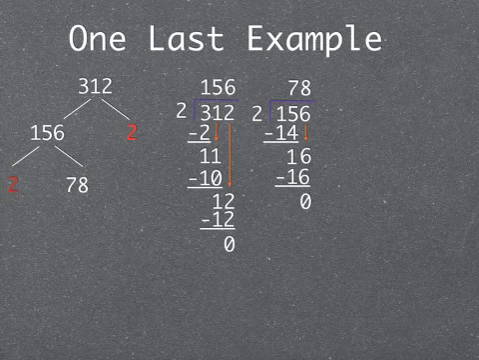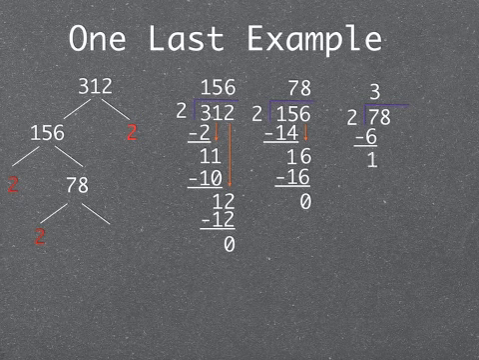Again, 78 ends in 0, 2, 4, 6, or 8, so I know that 2 is a factor. But I don't know the factor pair again, so I use long division. 2 goes into 78. 2 goes into 7 3 times, gives me 6, remainder of 1, bring down the 8. 2 goes into 18 9 times, gives me 18, subtract, get a remainder of 0. So 39 is my factor pair. So I have 78 breaks into 2 and 39.